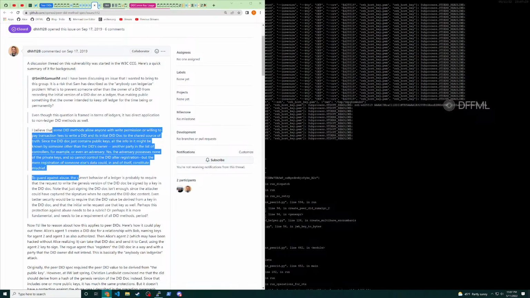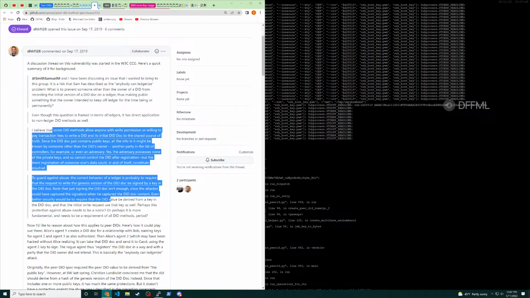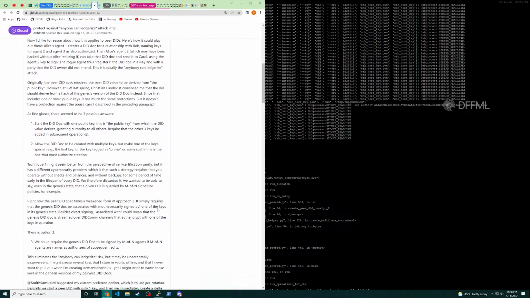To guard against abuse, the correct behavior of a ledger is probably to require that the request to write the Genesis version of a DID doc be signed by a key in the DID doc, of course. Note that just signing the DID doc isn't enough, since the attacker could have captured the signature when he captured the DID doc content. Even better security would require the DID value to be derived from a key in the DID doc, and the initial write request to use that key as well. Perhaps this protection against abuse needs to be a rubric, or perhaps it is more fundamental and needs to be a requirement of all DID methods, period.